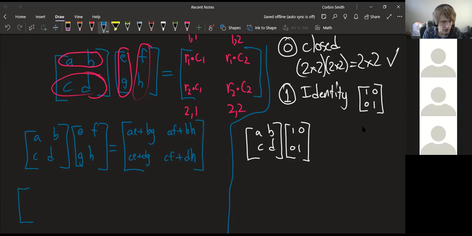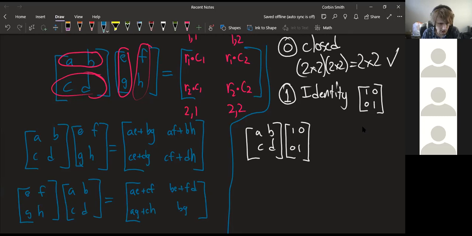And so if we do it in the other direction, E, F, G, H times A, B, C, D. Someone tell me what goes in the first row, first column. EA plus FC. Yep. Okay, and Asherth, what goes in the first row, second column? EB plus FD. That's correct. And so we can already tell that these things aren't going to be the same, just for arbitrary numbers. I'm just going to finish writing this out for the completeness of my notes. And then we're going to have GB plus HD. Okay, so this is an example of a non-commutative set.